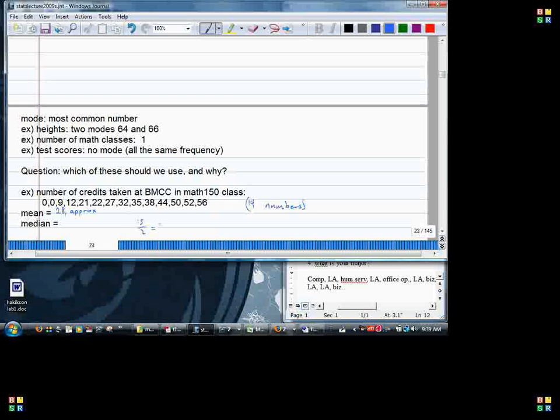So if there are 14 numbers, 15 divided by 2 is 7.5. So what does that mean? Right. 7.5 is between the 7th number and the 8th number. So the 7th number and 8th number are right there. So what do you do with those two numbers? 27 plus 32 divided by 2 gives you 29.5.